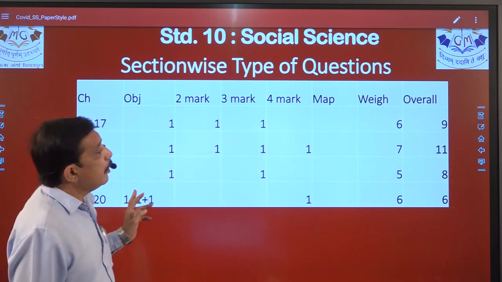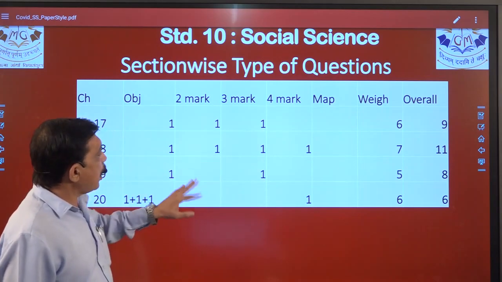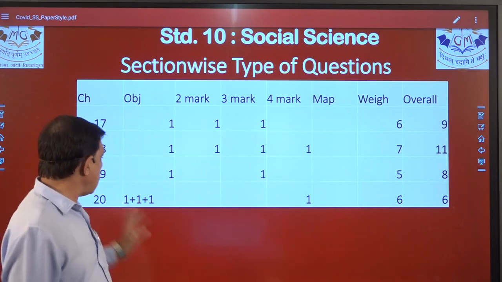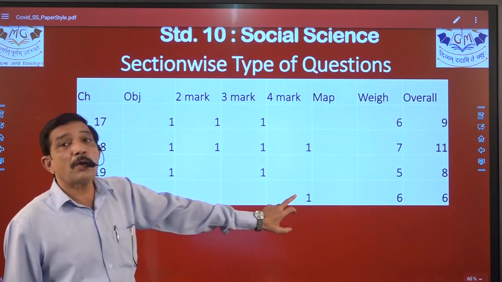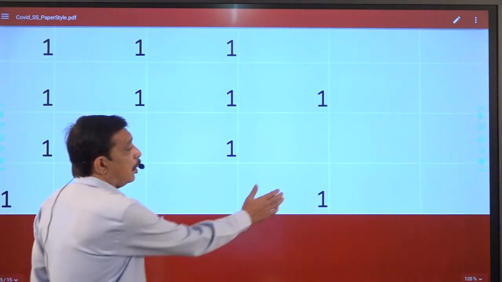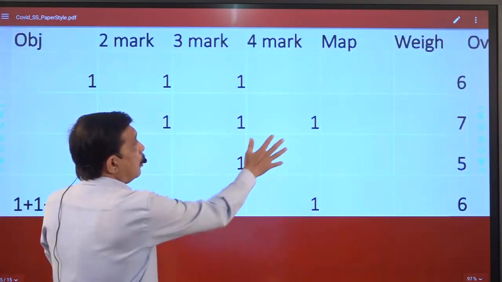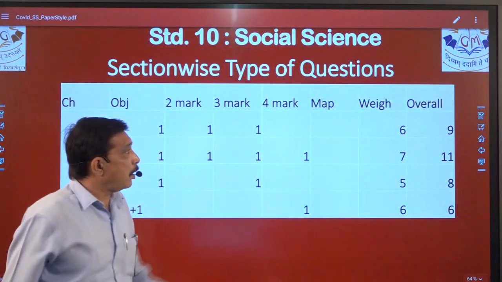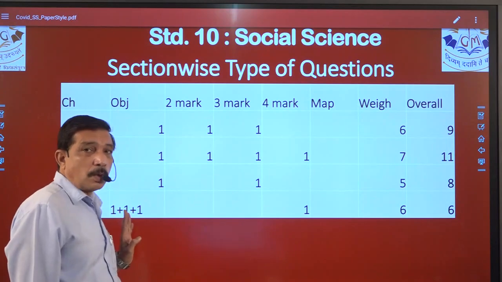Chapter number 19, this is fixed, 3 marks over here and 1 or 2 marks over here, or weightage may change, you will get a total of 8 marks over there. Chapter number 20, 4 mark question is fixed, right? So it is better that we prepare properly so that we can score full over here. 4 and 2 MCQ objectives will be asked over here.